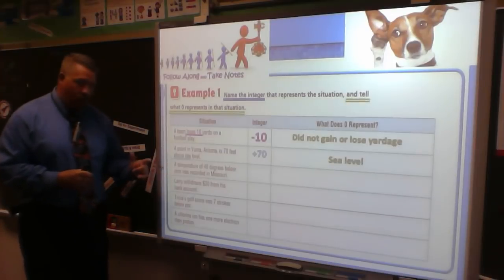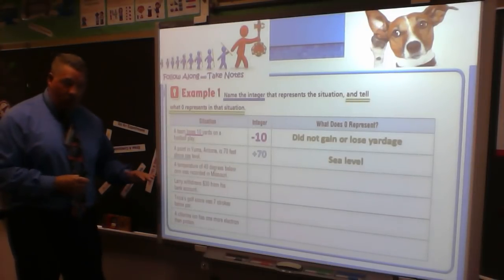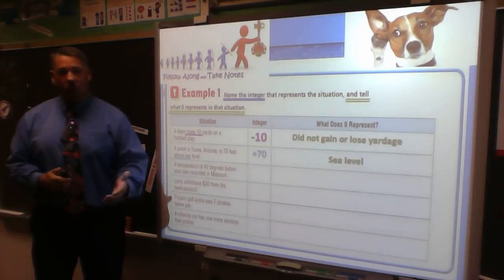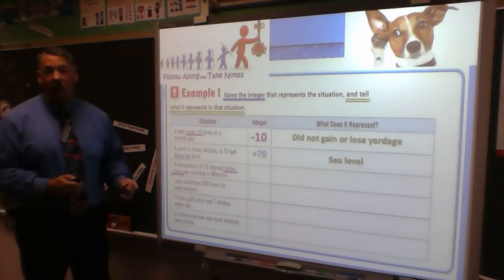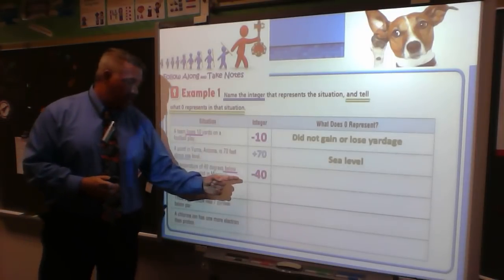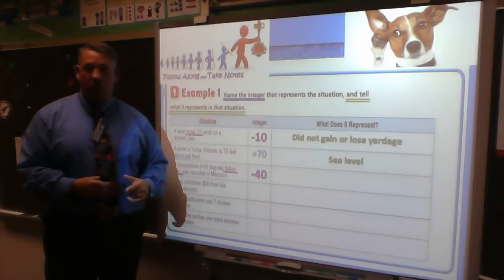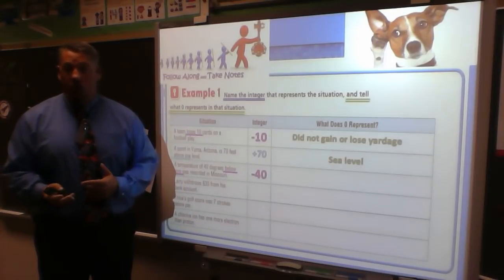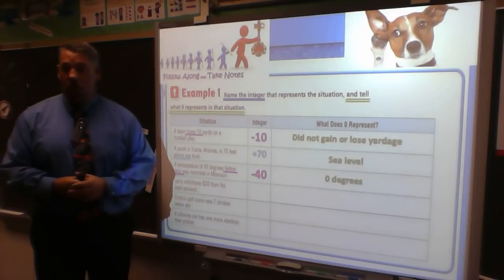All right, going through these a little quicker then. A temperature of 40 degrees below 0. So that's my key word, right? It's below 0. And I know if it's below 0, that has to be a negative number. And if it's a negative number, what number is it? Well, it's 40 degrees below, so it's got to be negative 40. And what would the 0 be represented in this scenario? Well, it's just going to be 0 degrees, right?